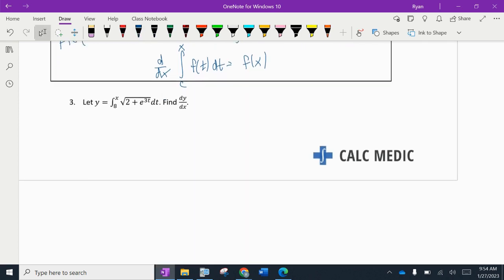Only one example here. Let y be the integral from 8 to x of this function dt, find dy dx. Well, we could, though it would be very difficult, integrate this one, and we'll look at methods of integration later. Once we integrate it, then we could take the derivative of it. What do you think this would come out to? Quick turn and answer. What do you think it's going to be? And there it is.